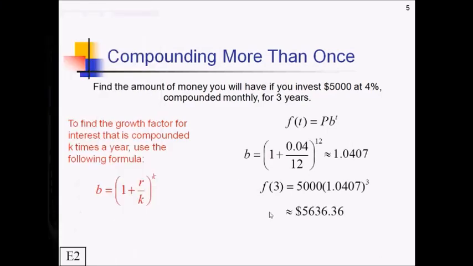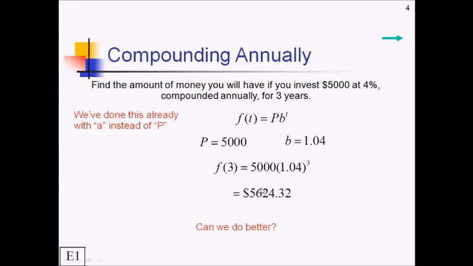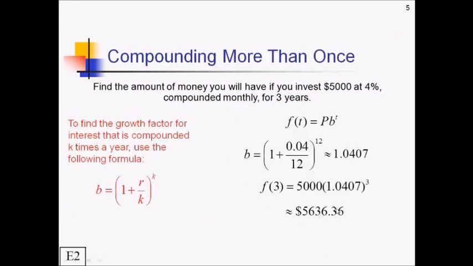Is that better than last time? Well, let's take a quick peek back at what we got on the last example. So going back here, we ended up with $5,624 and change. So we've actually improved our total by about $12. So, I mean, it's not a lot, but it's enough for, say, lunch at the food court, right? But the question is, can we do better?